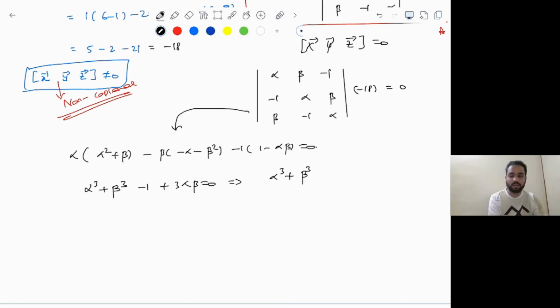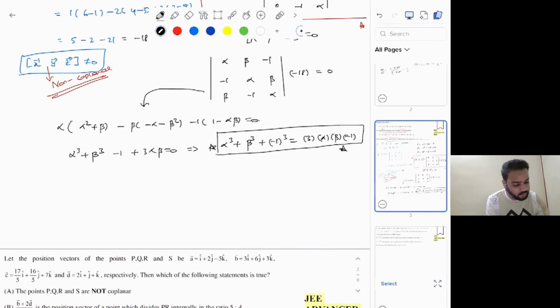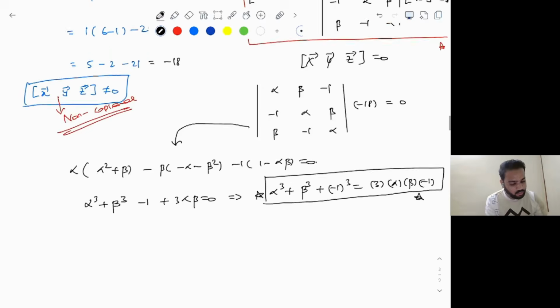Now I'm going to write this minus 1 as plus (minus 1) whole cube is equal to, if I take that 3 alpha beta to the right side, I can write this as 3 into alpha into beta into minus 1. Okay. So finally, it is looking like a known formula here. So what's our known formula here? So let's try to add that one also.